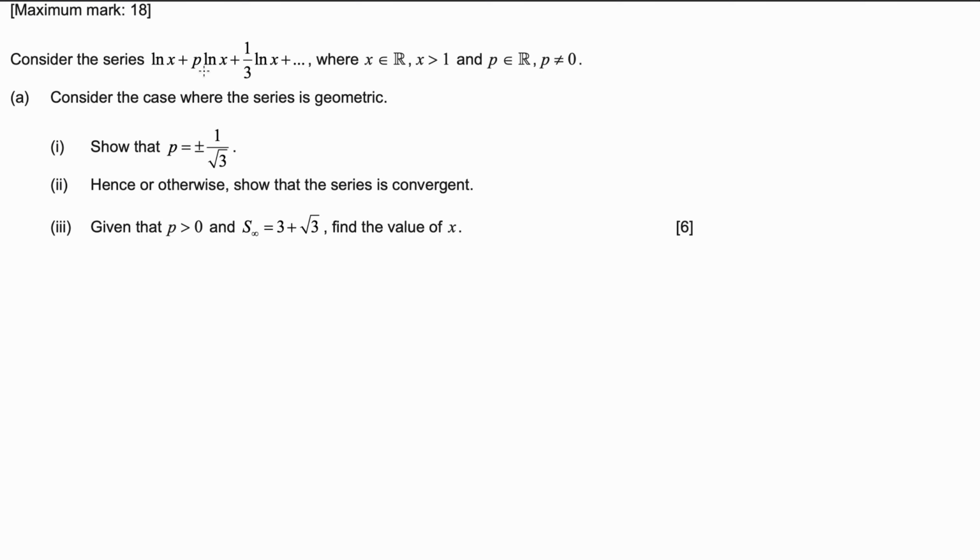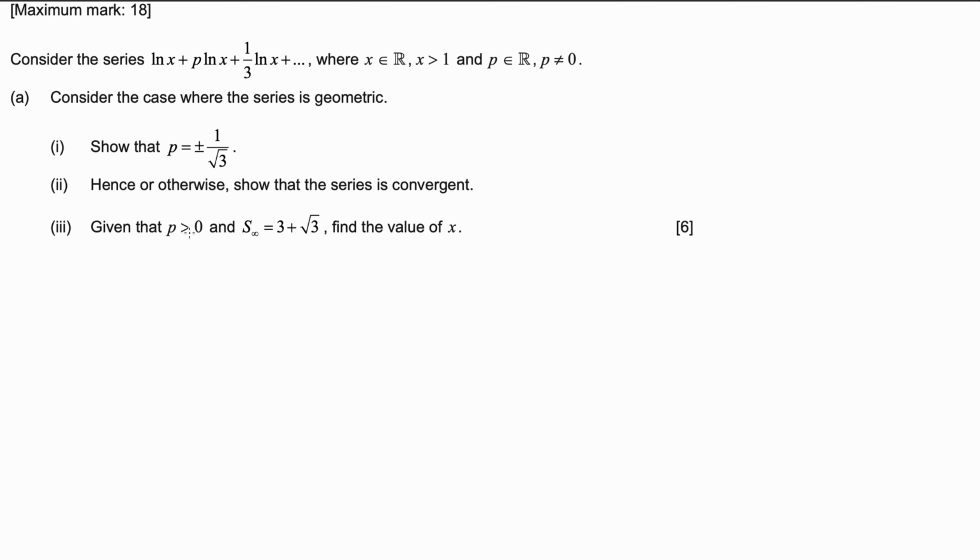So you just take the second term and the first term, divide that, and then set that equal to the third term divided by the second term, and you can solve for p, right? Hence, or otherwise, show that the series is convergent.